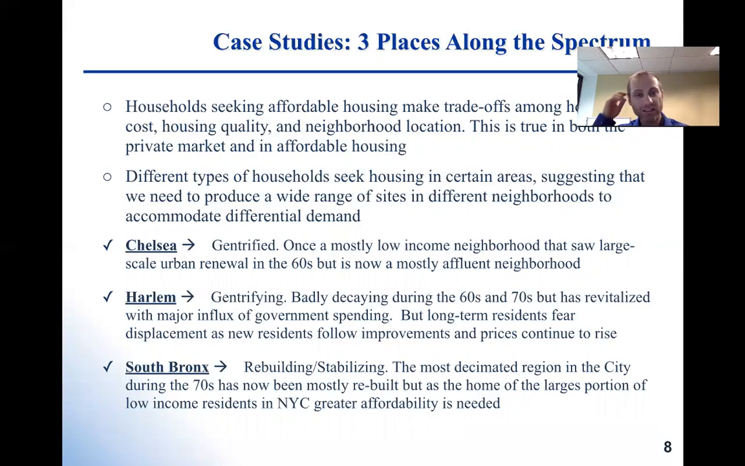So now, just to give a little bit better visual intuition of what gentrifying looks like, we can look at a New York City case study in 3 different neighborhoods that are at different placements along the spectrum of what gentrification is. So the 3 neighborhoods are Chelsea, Harlem, and the South Bronx. Chelsea is considered to be gentrified. In the 60s, it was one of the poorest neighborhoods in New York City, but over the last 40 years or more, the neighborhood has changed into a mostly affluent area. Harlem is considered gentrifying, somewhere in between.